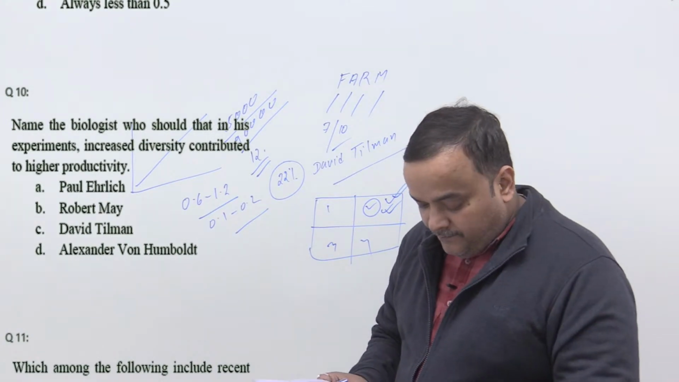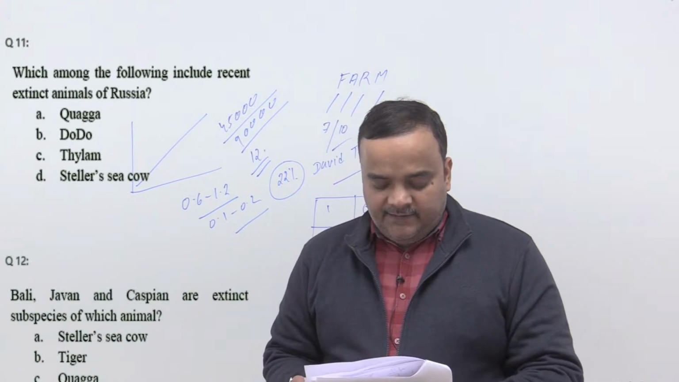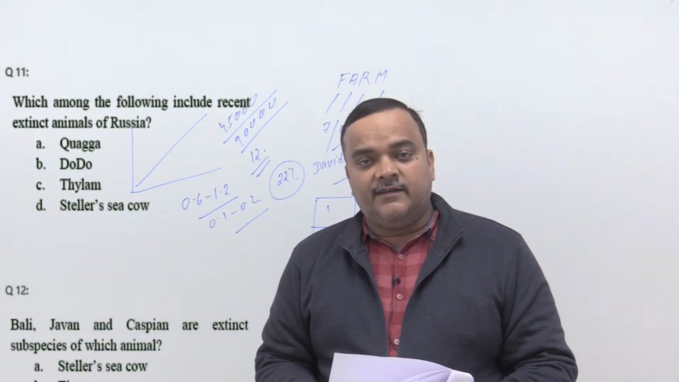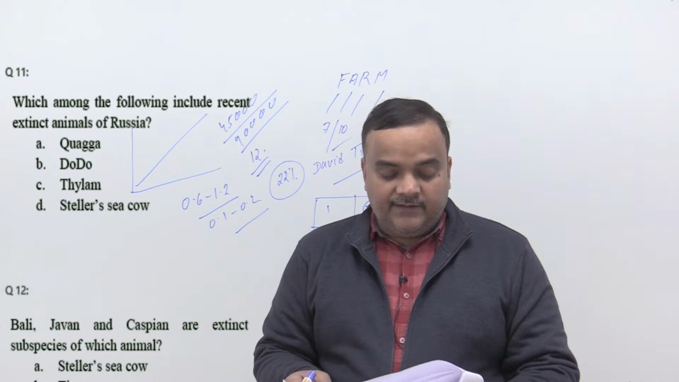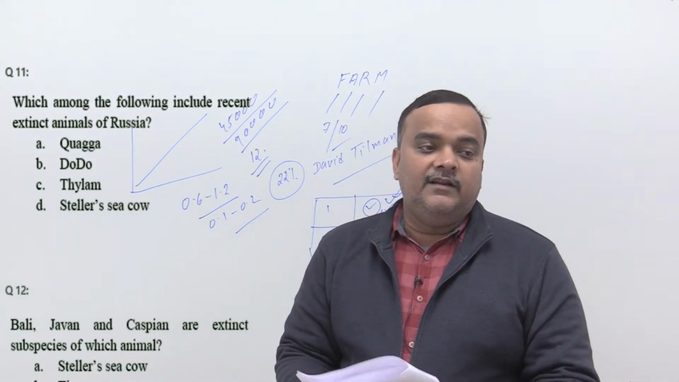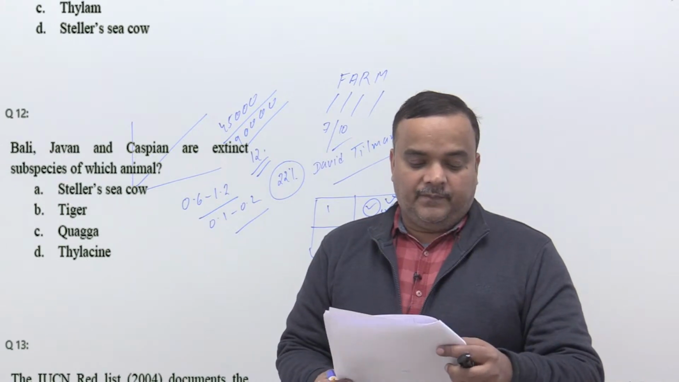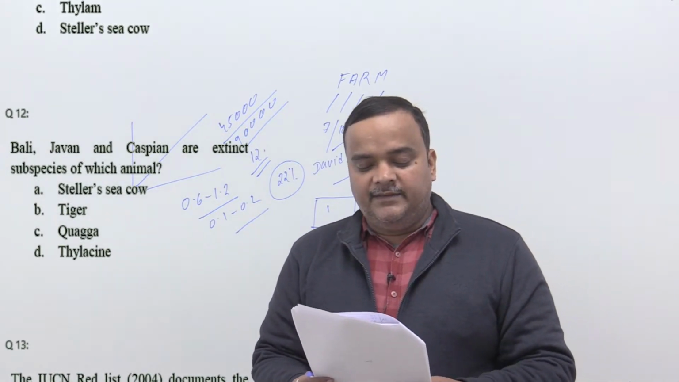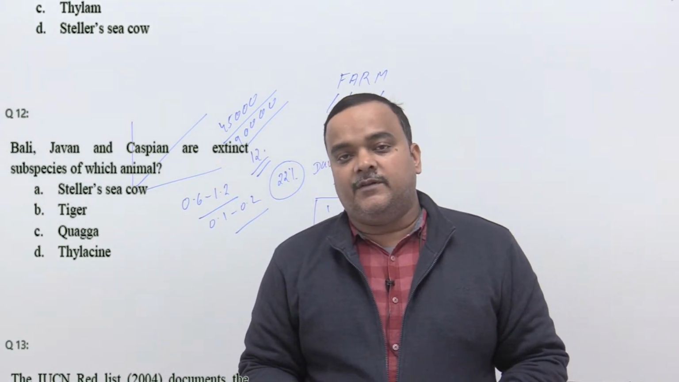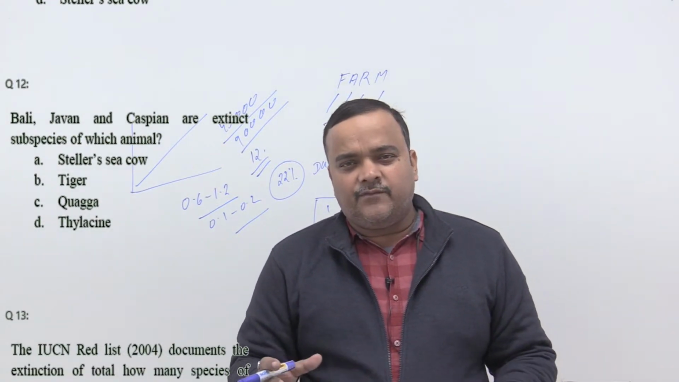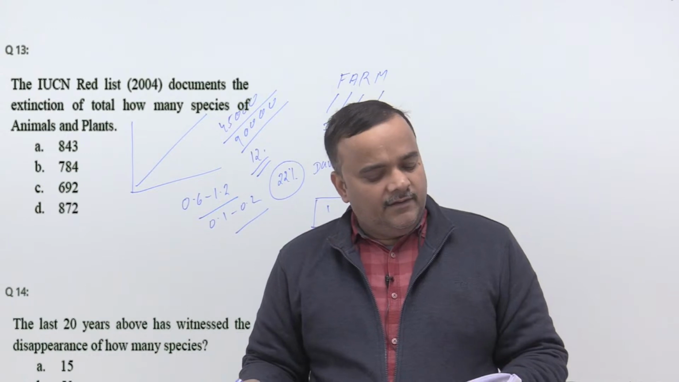Now question number 11. Which among the following includes a recently extinct animal of Russia? In Russia, a recent extinction example is the Steller's sea cow. So the answer will be D, or fourth, that is Steller's sea cow. Now, question number 12. Bali, Javan, Caspian are extinct subspecies of which animal? It is a subspecies of tiger. So the answer will be B. So most of the questions are fact-based. The chapter is like that.